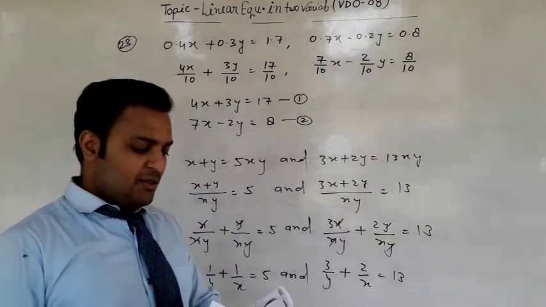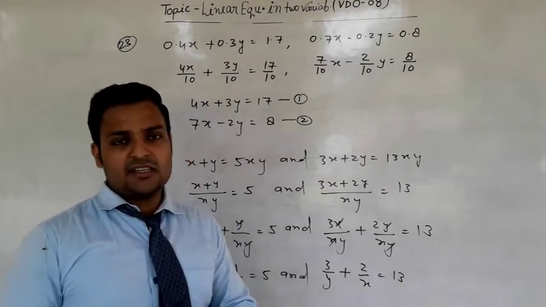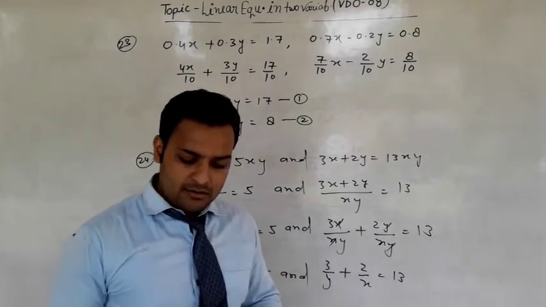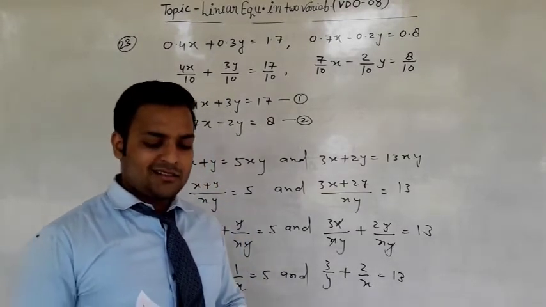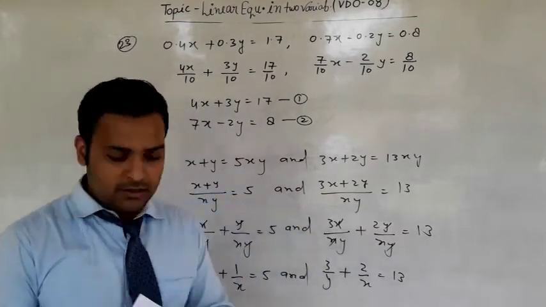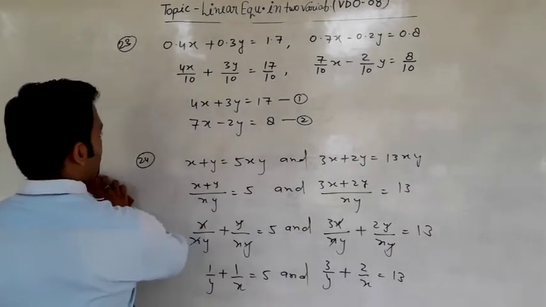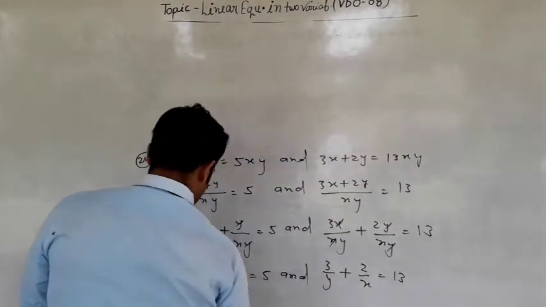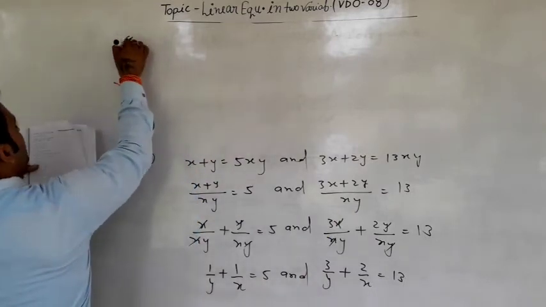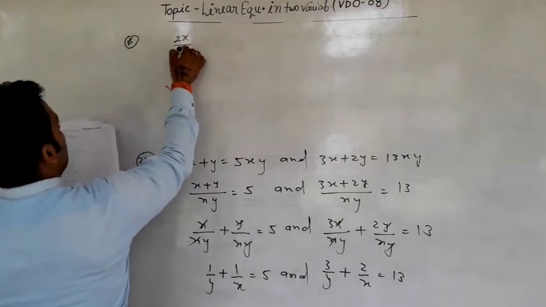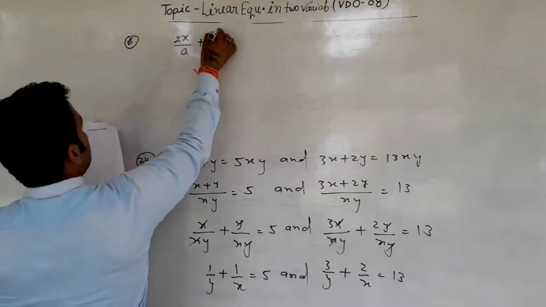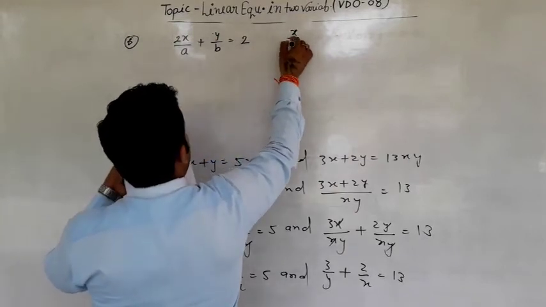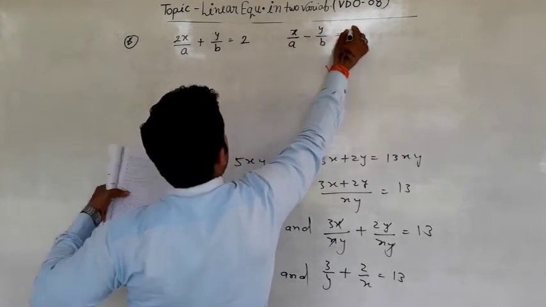And here are question number 25 and 26. 26 is the same as question number 24. 25 is a somewhat different question because there is something different here. Now I am telling you, let's see question number 25. The question number 25 is that 2x upon a plus y upon b is equal to 2 and x upon a minus y upon b is equal to 4.